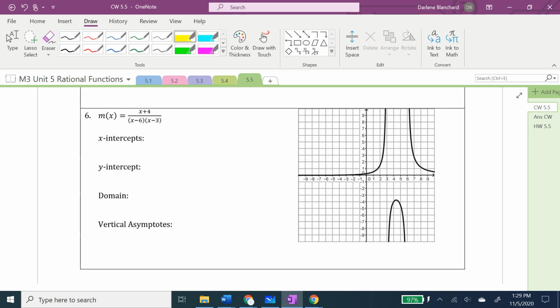So in your homework, you're not going to have the graph. You're just going to have this. And you're going to look at the fraction. Whatever makes the numerator equal to 0 is your x-intercept. Whatever makes the denominator equal to 0 will give you your vertical asymptotes.